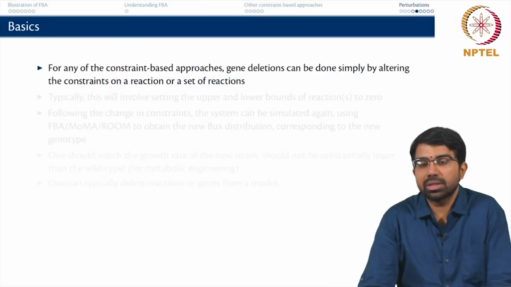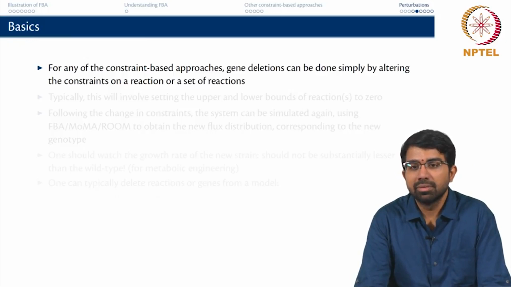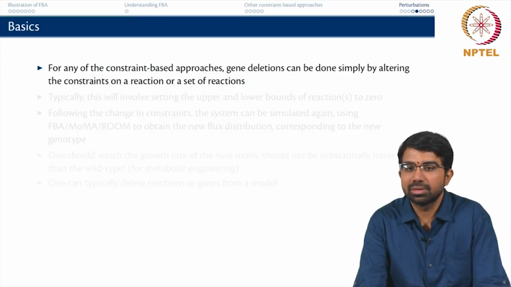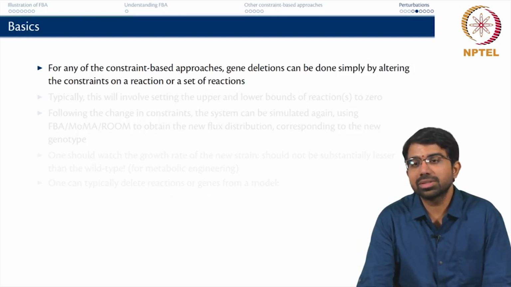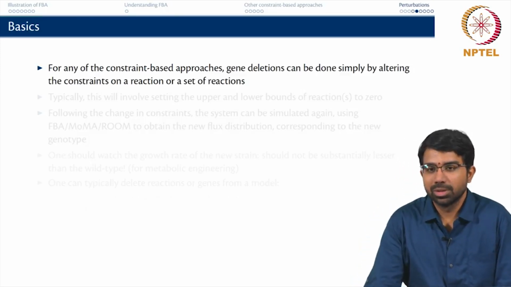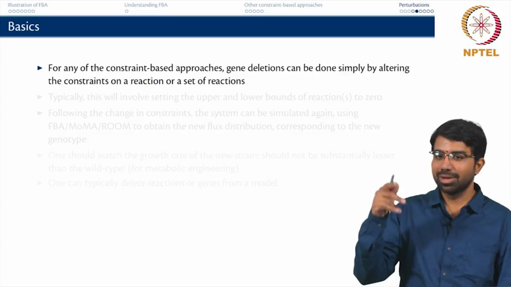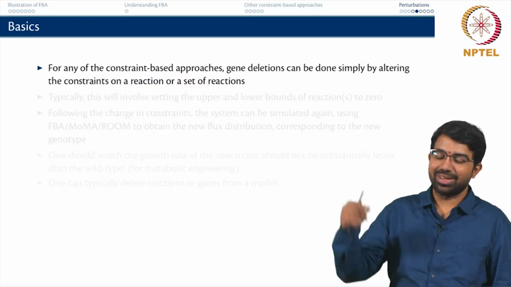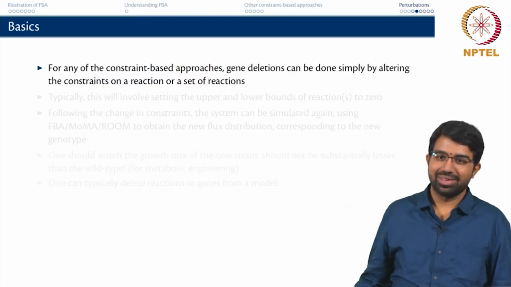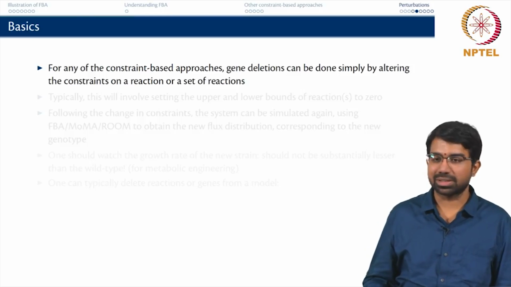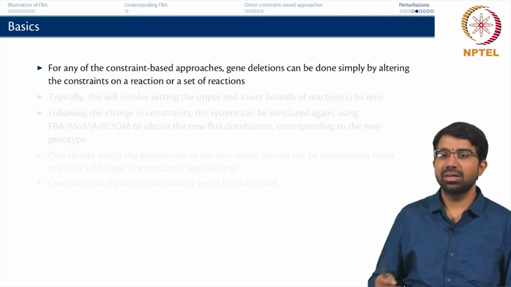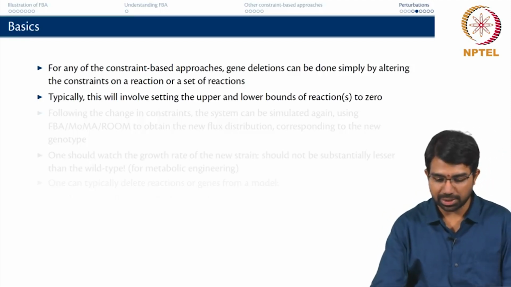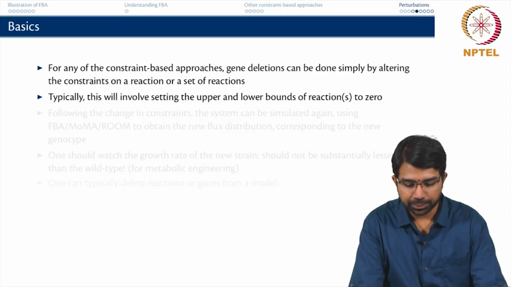Once again, what does it mean to delete a reaction? We said v_i equal to 0, but how do we put that as a constraint? The easiest way to do it is to set the lower bound and upper bound to 0. You can add another column to the stoichiometric matrix if you want, where you have v_i alone and say that it is equal to 0, but it is much easier to basically change the lower bound and upper bound vectors. So, typically you change the lower and upper bounds to 0.